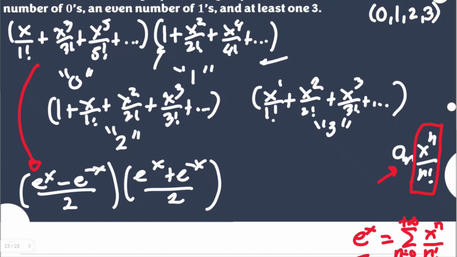Now, for the digit 2, there are no restrictions. So we simply copy this one here. I'm talking about this one here. We're going to copy that automatically, e to the power of x.